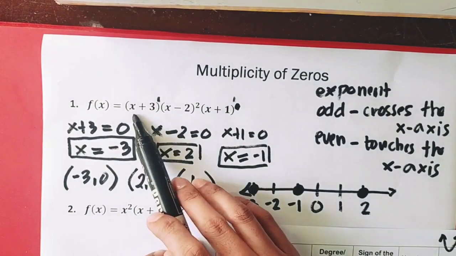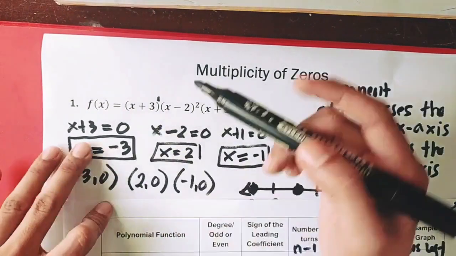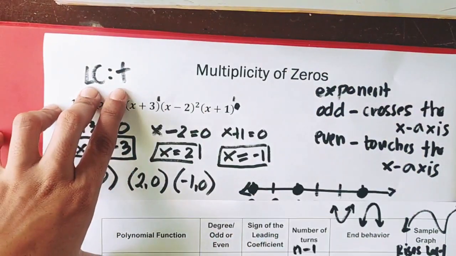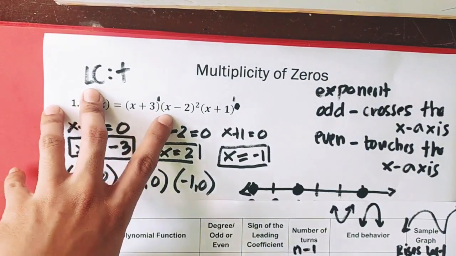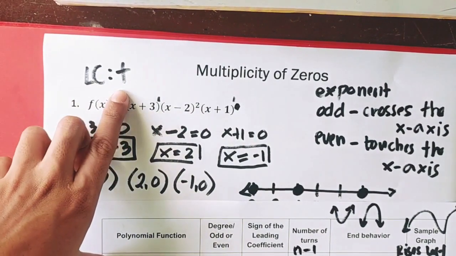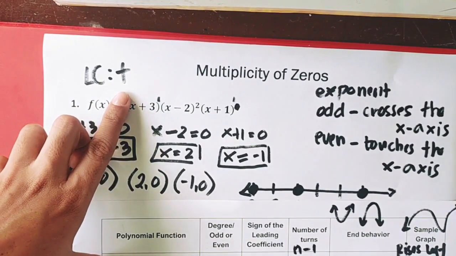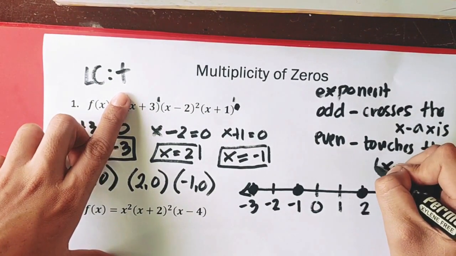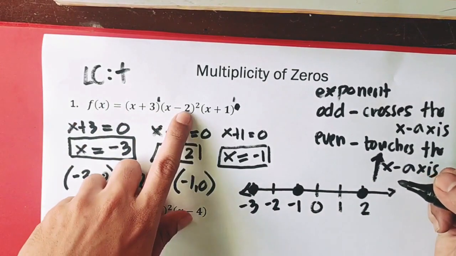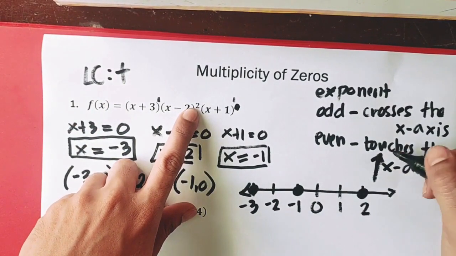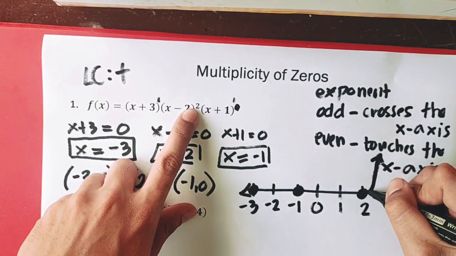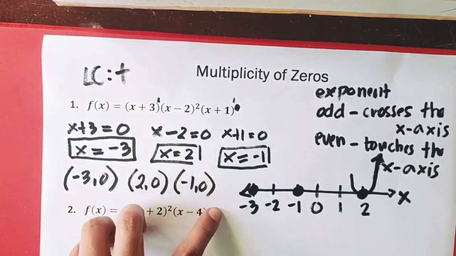What is the sign of the leading coefficient here? The sign of the leading coefficient is positive. So if it is positive, positive x times positive x times a positive x, that is positive. So the right tail goes up. Then going to 2, the exponent is 2, even. It touches the x-axis. This is the x-axis, so it touches at this point.